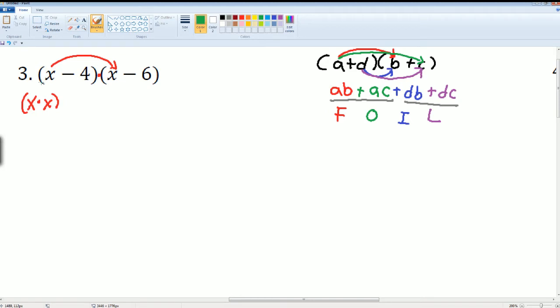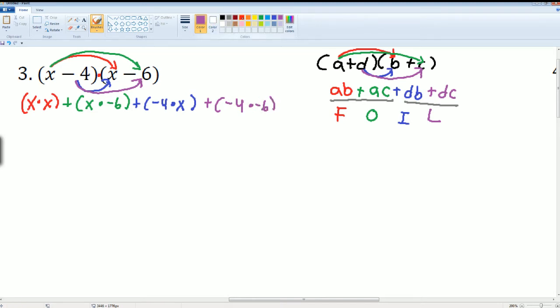add the O, which is your out term. So that is the out term. X times negative 6. Your inner, negative 4 times x. Sorry, it's x, I said y. And lastly, the negative 4 is going to be distributed to the negative 6.